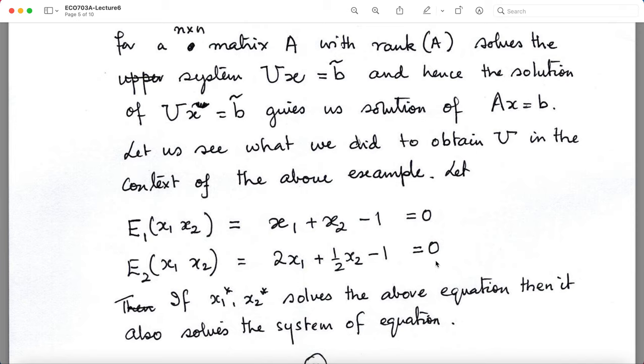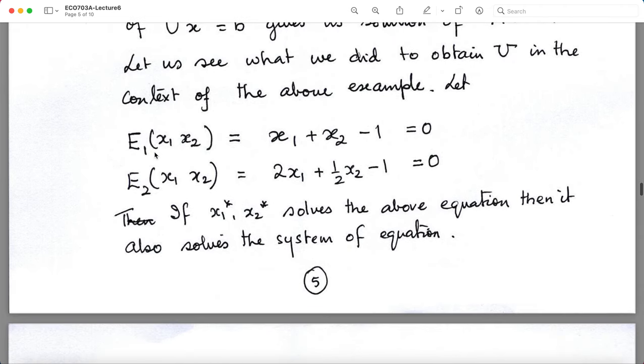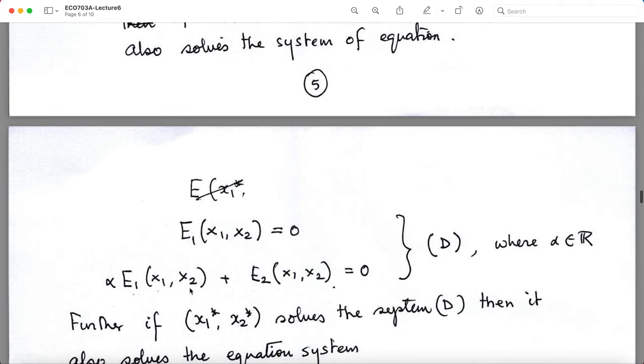Suppose X1 star and X2 star solve these two equations. Then E1(X1 star, X2 star) equals 0 and E2(X1 star, X2 star) equals 0. So if (X1 star, X2 star) is a solution of this system of equations, then it should also solve this system of equations, because E1(X1 star, X2 star) is anyway 0, and E2(X1 star, X2 star) is anyway 0, and alpha is any element of R, so this should also be 0. So X1 star, X2 star also solves this.